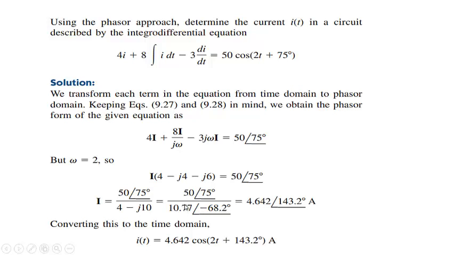So when the complex numbers are in polar form and they are to be divided, their magnitudes are divided and their angles are subtracted. So 50 divided by 10.77 is equal to 4.642, and this angle, when subtracted, will get added, giving 143.2. So converting that to time domain again, it will be equal to 4.642 cos of 2t plus 143.2 degrees. This is how you can use this.